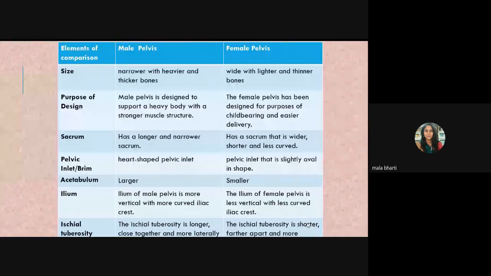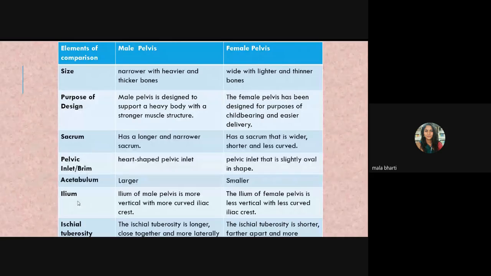Whereas the pelvic brim is heart shaped in male, whereas it is oval shaped in the female. And then the acetabulum is the part where your femur gets attached. That cup-shaped part where your femur is getting attached, on the lateral sides, is larger for the male, whereas it's smaller in size for the female.